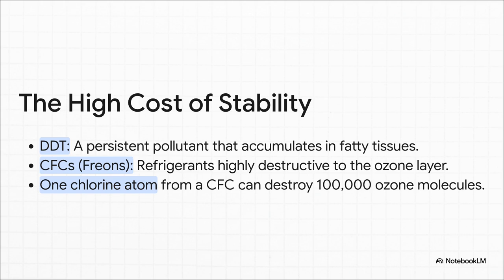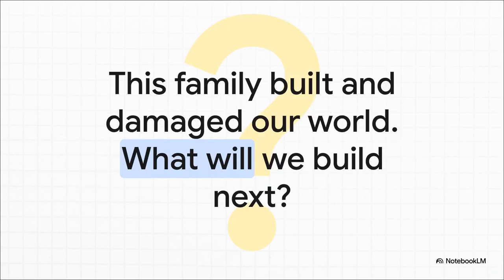And it's not alone. Remember CFCs or freons? They were in our refrigerators and spray cans. Turns out they were systematically destroying the Earth's ozone layer. And get this, the statistic is just staggering. A single chlorine atom from one CFC molecule can destroy up to 100,000 ozone molecules. 100,000.